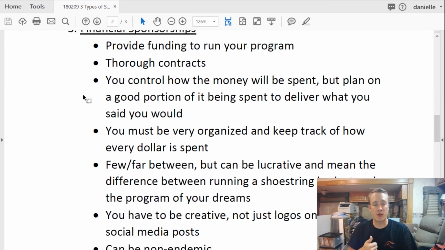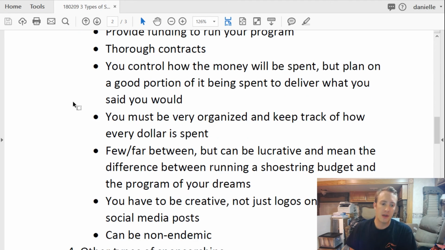These usually have very thorough contracts. They're very clear about what they expect from you, and you, at the same time, need to be very clear about what you expect from them as well.